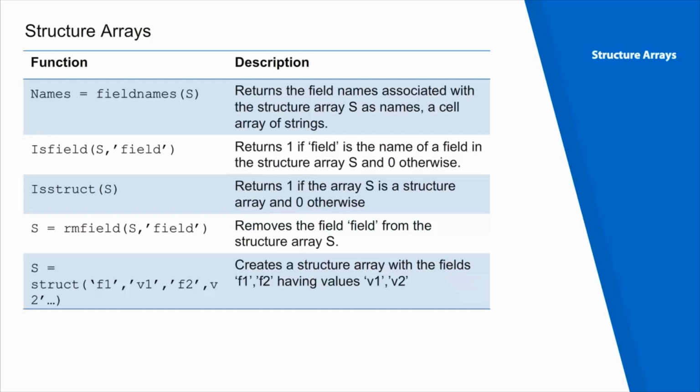Similarly, we have S = rmfield(S, fieldname). It removes the field name from the structure array S. Then we have S = struct(F1, V1, F2, V2, and so on). So basically this creates a structure array with fields F1, F2, F3 and so on, having the values V1, V2, V3 and so on.